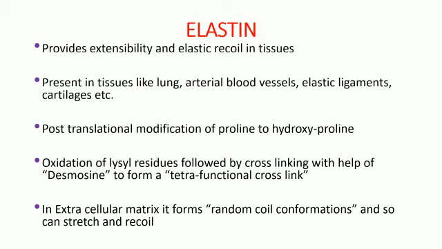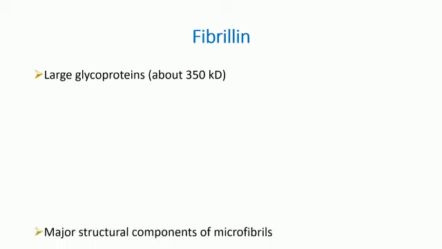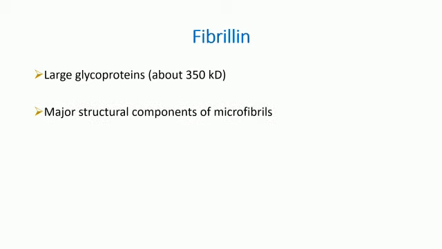Now, other than elastin, the next protein that we discuss is fibrillin. This fibrillin is a very large glycoprotein. The molecular weight is about 350 kilodalton. You may forget that. You need not remember it, but if you can, then very good. The purpose of fibrillin is to form microfibrils. Some of the microfibrils that are present in the extracellular matrix, the major component of those microfibrils is fibrillin.